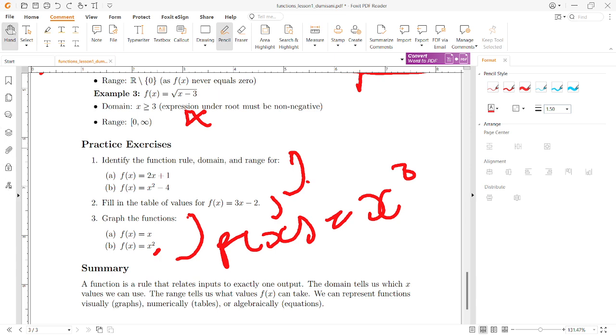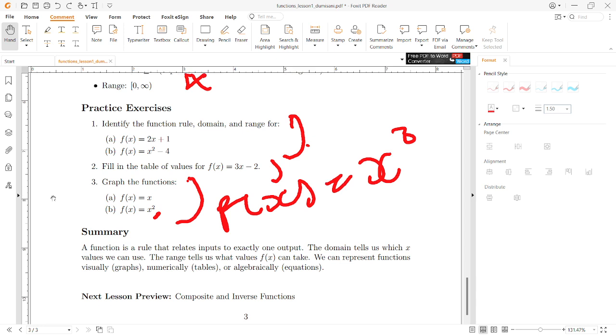So in summary, we can think of a function as a rule that relates inputs to exactly one output. The domain tells us which x values we can use, so that's the domain. The range tells us what values f of x can take.